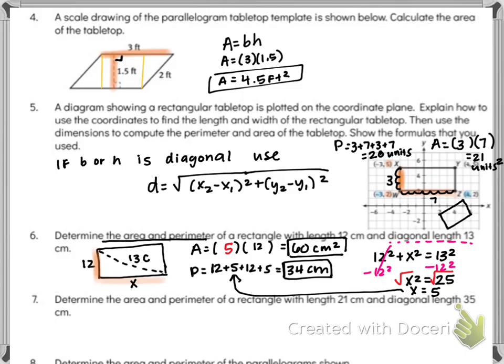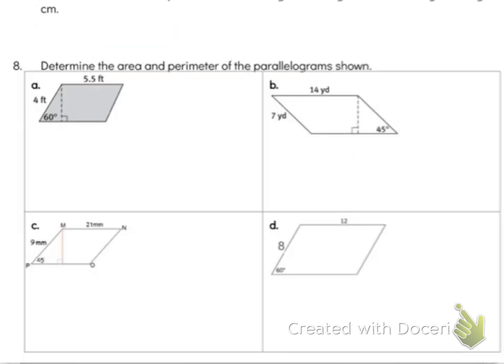So your area for this one is going to be 588, okay? Make sure you know how to do the rest or all of this question for your quiz next time. All right, let's get number 8.